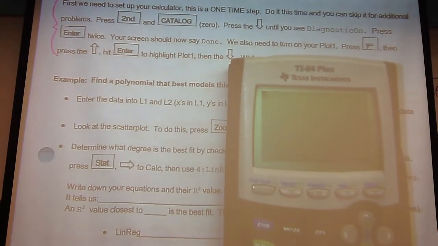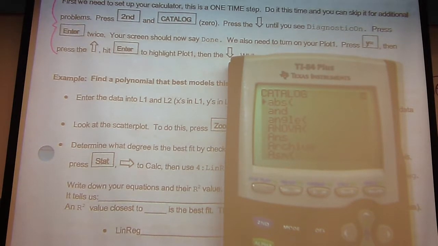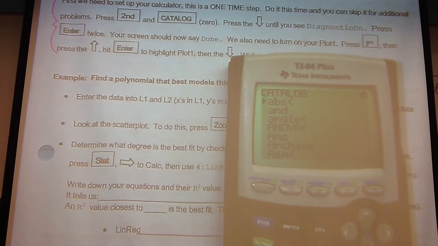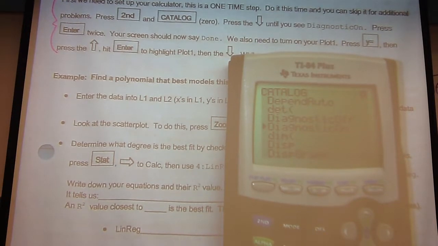And then we need to press the second button. That is the blue one. So press that. And then we're going to press catalog. That is 0. So press second 0. Then you're going to press and hold the down arrow for a long time until you see diagnostics on. So see diagnostics on.